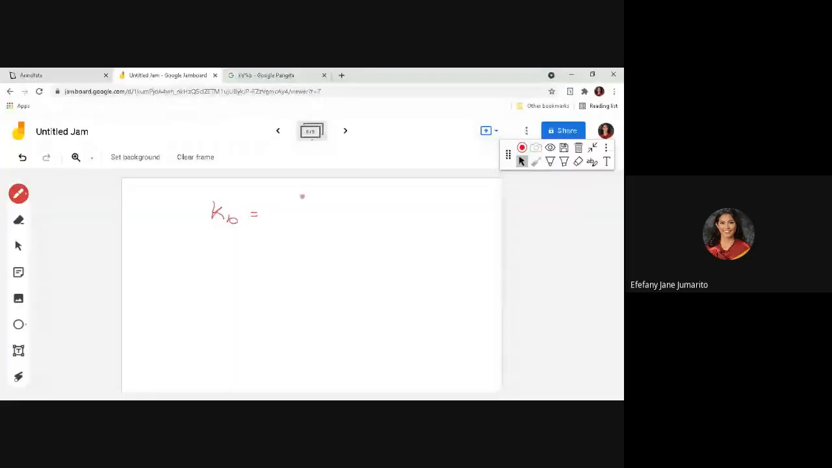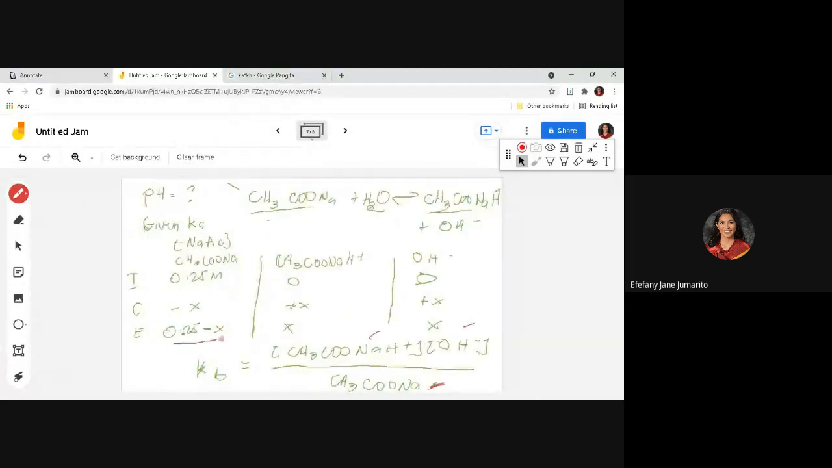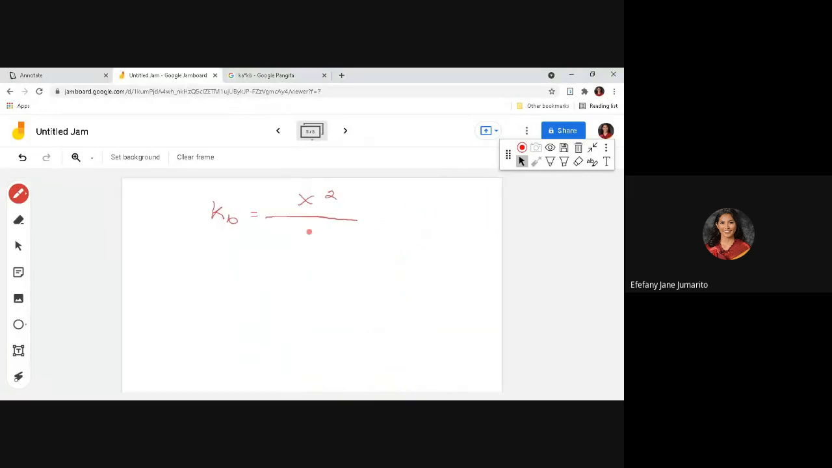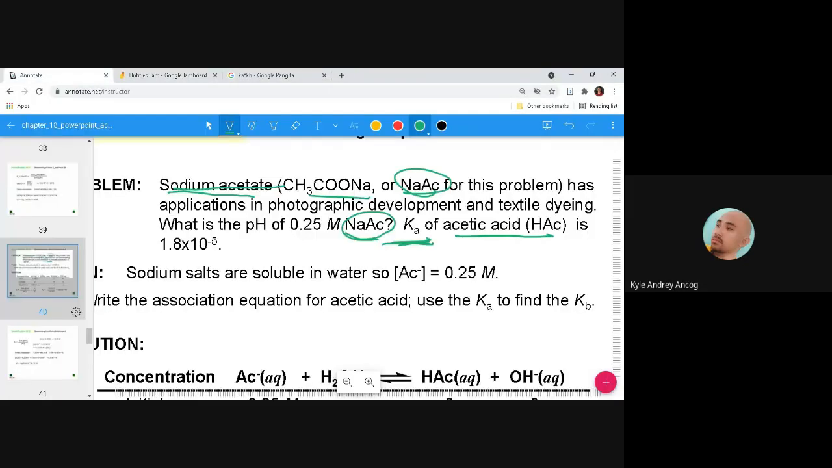Kb is equal to X squared over, let's neglect X, we have 0.25 molar. Then we are going to find X here. To find X, we need the value of Kb, but there is none. We are asked for the pH.